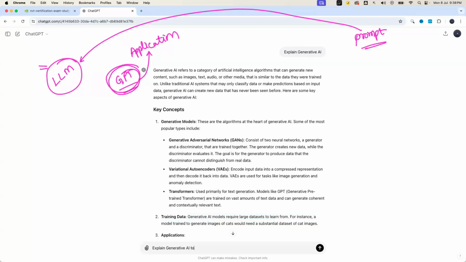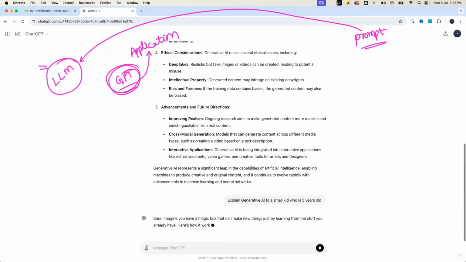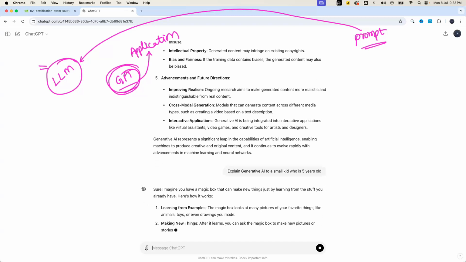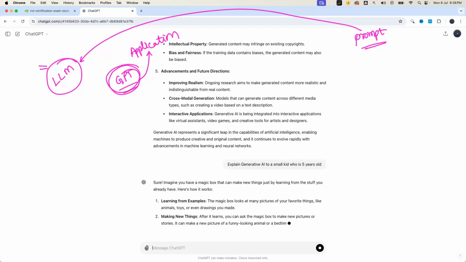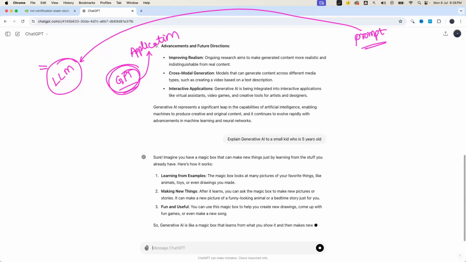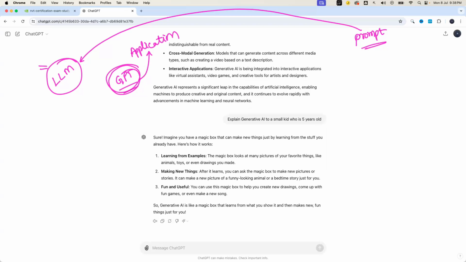to explain generative AI to a small kid who is 5 years old. Now, this time I have added some more information. I have added the information by providing some context over here. I have mentioned, explain what is generative AI, just like you would explain to a small kid who is 5 years old.